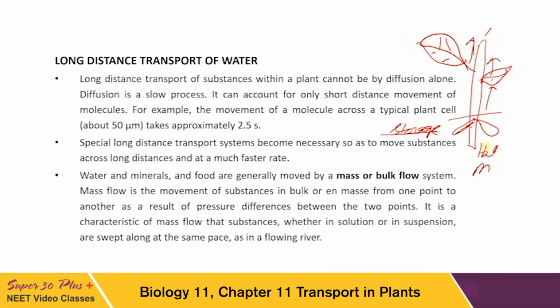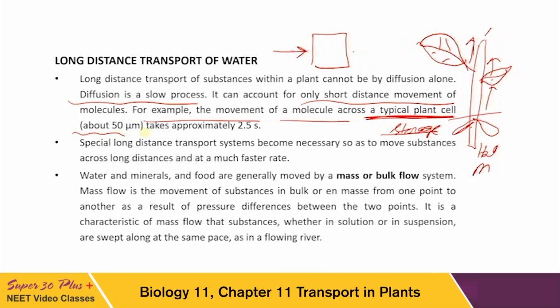But this long distance movement cannot be because of diffusion only. Diffusion is a slow process, as you have discussed. It occurs only for short distance. One can explain, for example, movement of water molecule across a typical plant cell. A typical plant cell is about 50 micrometer, and it will take about 2.5 seconds. And you see that from root to tip of the plant, trillions of cells may be there, even more than that, it will take a lot of time.